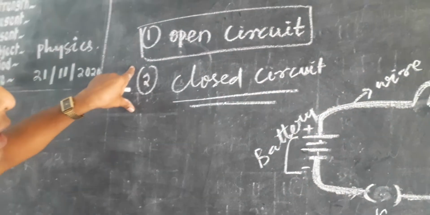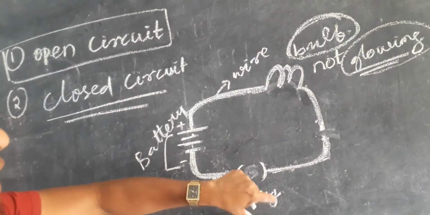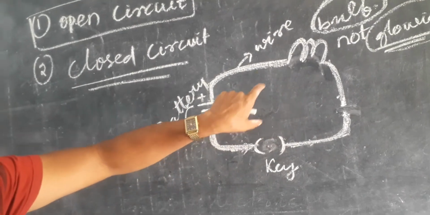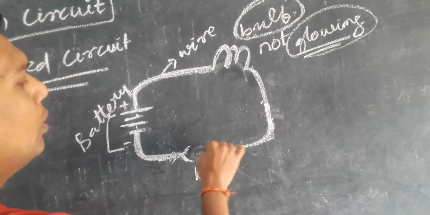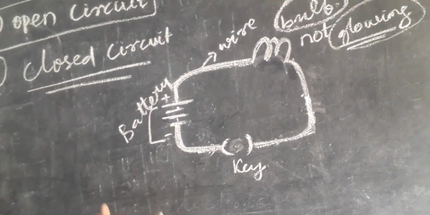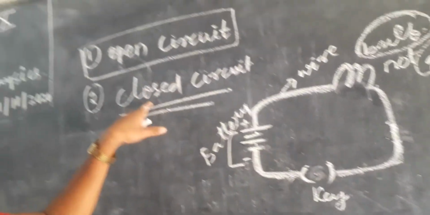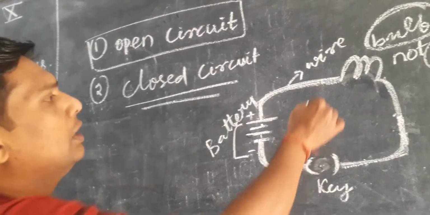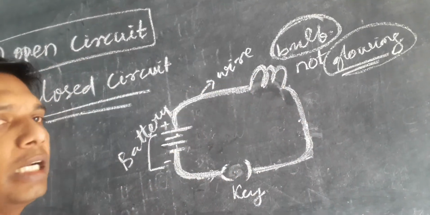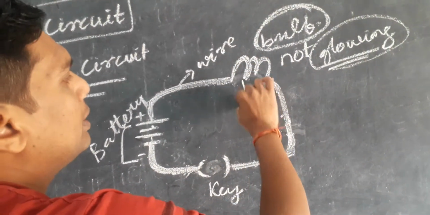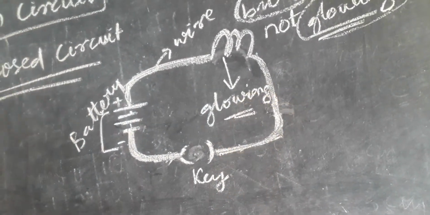And another is the closed circuit. Closed circuit means where the terminals, other appliances, key, all these components are closely connected or joined to each other one by one. So in this case there is no break anywhere. This is known as a closed circuit. That means current is continuously flowing from one terminal to another terminal, so the bulb will start to glow.